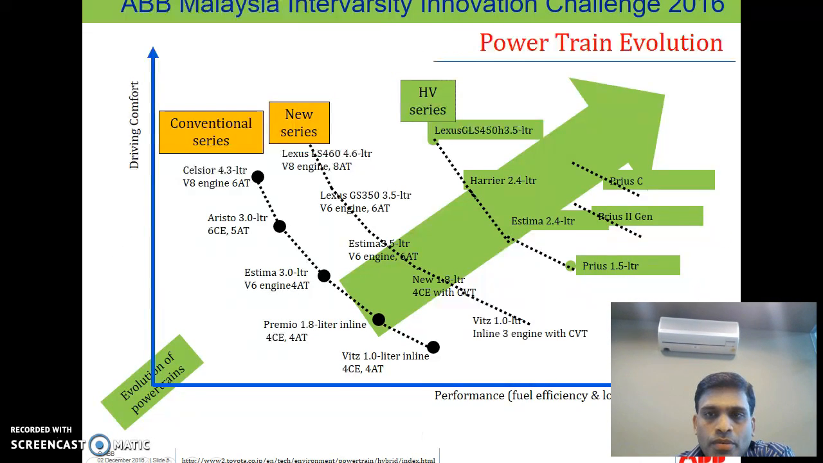Then this is about the performance also. You can explain individually, like Estima moving from 3.5 to 2.4 liter, but still the efficiency and the low emission. As time moves on, you can see the comfort level is also increasing. At the same time, the efficiency is also increasing to a greater extent. So the Prius 3 is 3 times reduced in volume from the Prius, but 2 times better than the performance of the initial model.